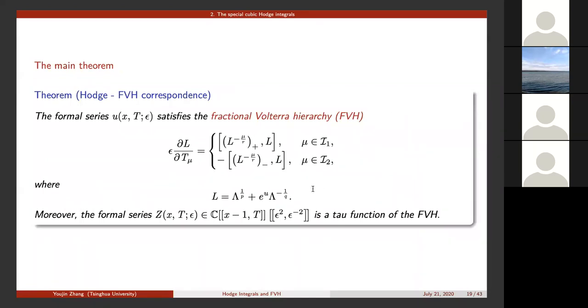This fractional Volterra hierarchy is represented by this Lax operator L, given by the shift operator Lambda to the 1 over P plus Lambda to the minus 1 over Q, and this potential appears here. So this is a Lax operator L depending on this function U, and we have Lax equations for these two index sets. When the index mu belongs to I1, we have this definition of the Lax equation. And when mu belongs to I2, we have this Lax equation. So this is what we call the fractional Volterra hierarchy. And our theorem is that this function Z, the partition function, is a particular tau function of this fractional Volterra hierarchy.